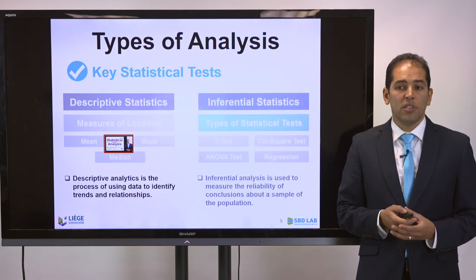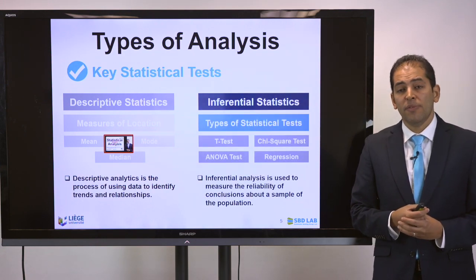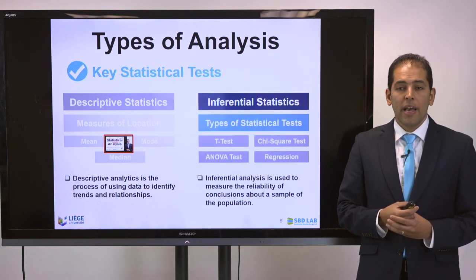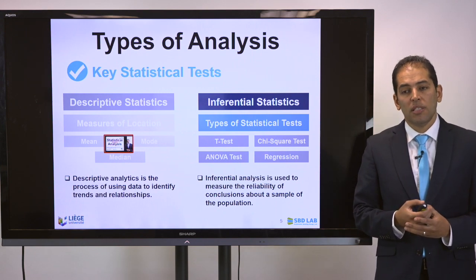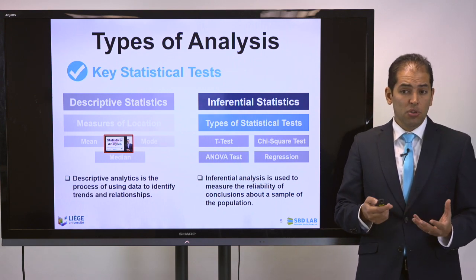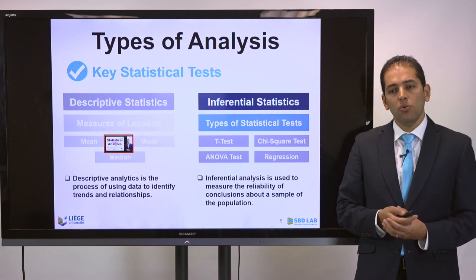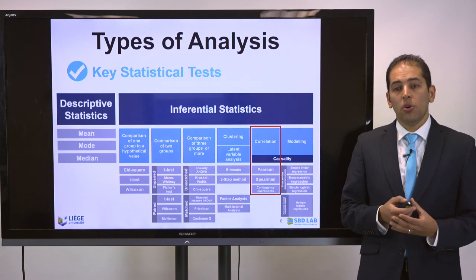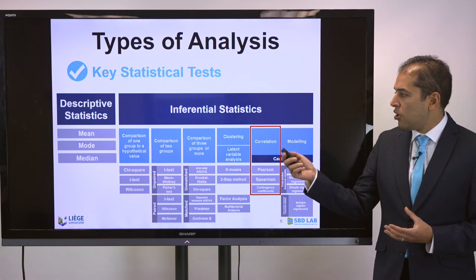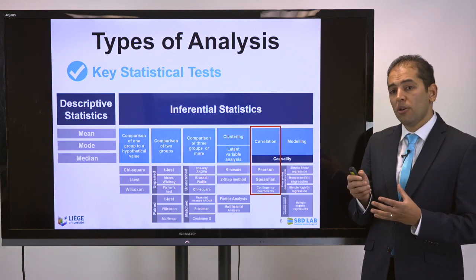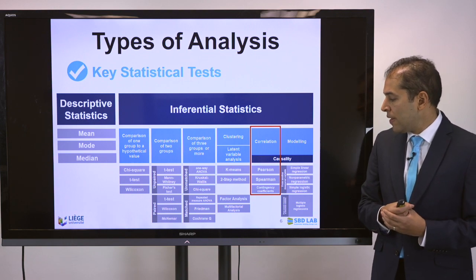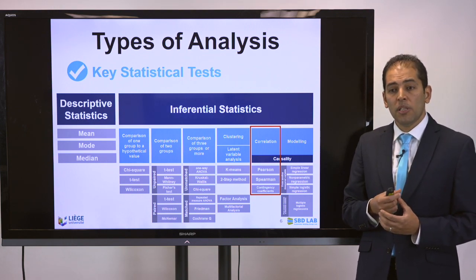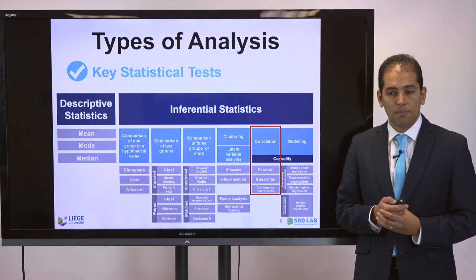Now, earlier we discussed that we are falling under the category of inferential or parametric statistics, and inferential statistics or inferential analysis is used to measure the reliability of conclusions about a sample of the population. Also, we talked earlier about the different types of inferential statistics. Today we are going to focus on the correlation under the Pearson, the Spearman, and the Contingency Coefficient tests.